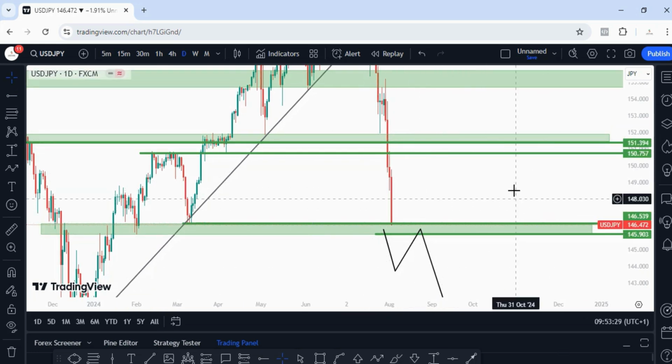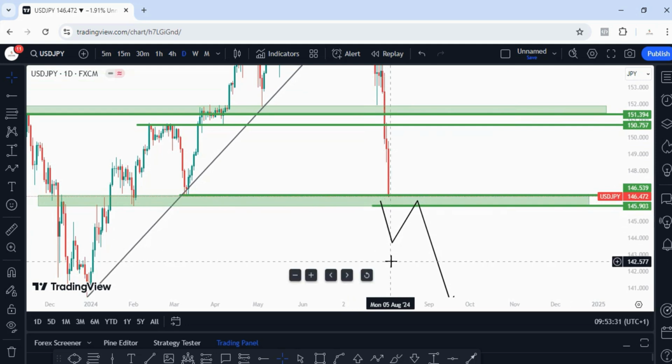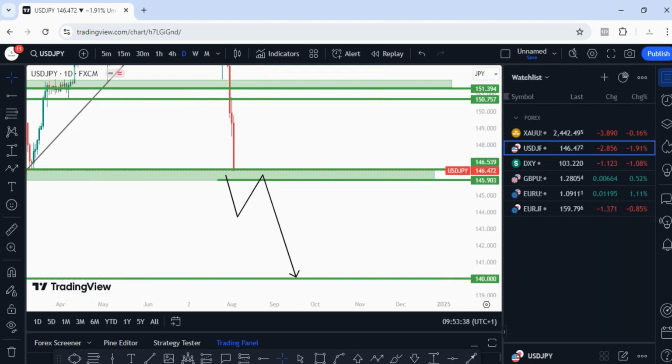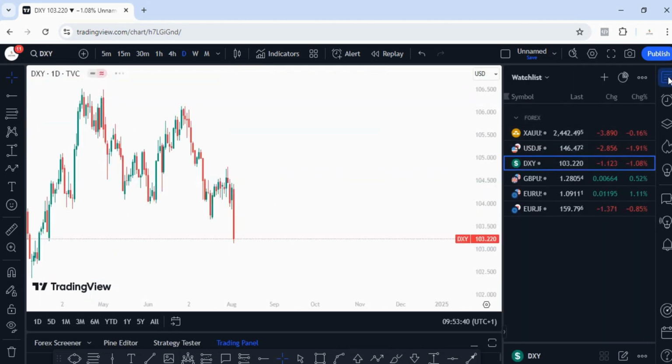So bullish to bearish scenario, or price breaks properly below the zone, go for a pullback, catch it on a lower time frame and sell into 140.000. Right, so that is that on USDJPY.